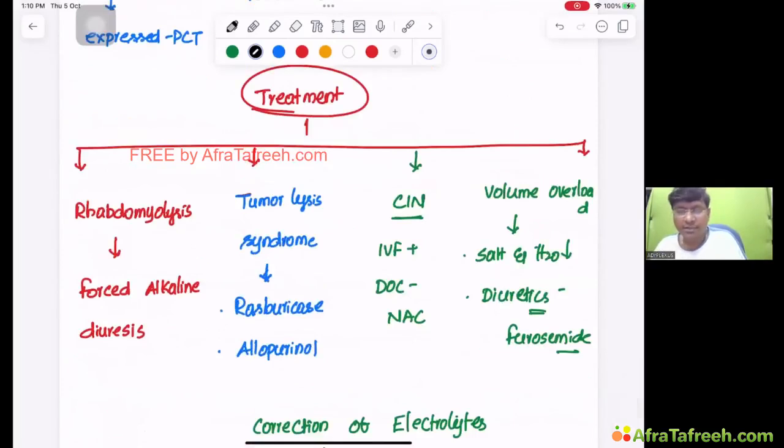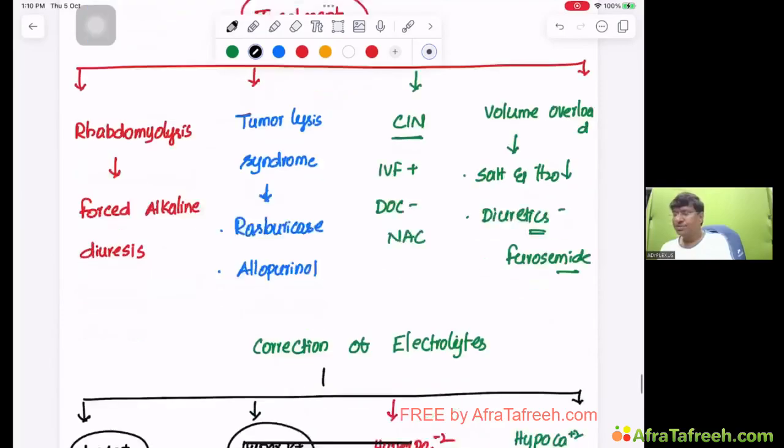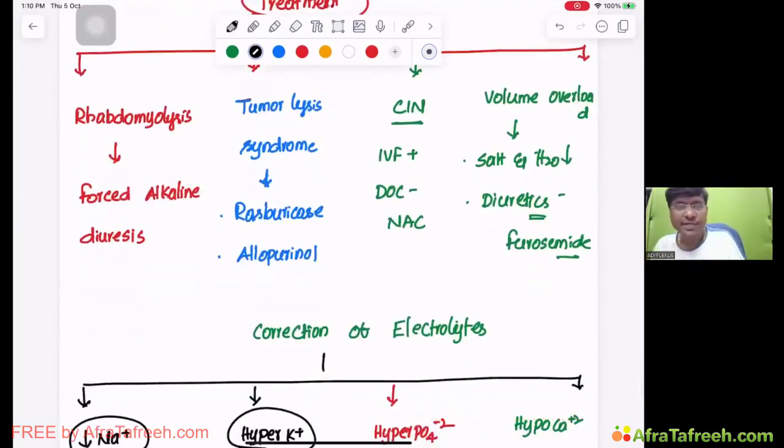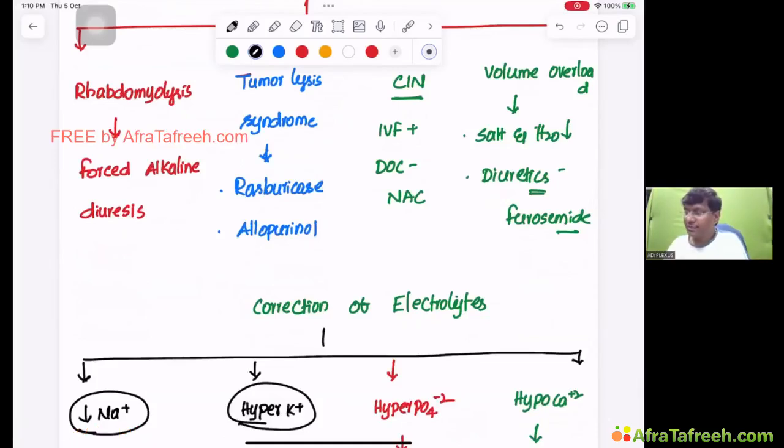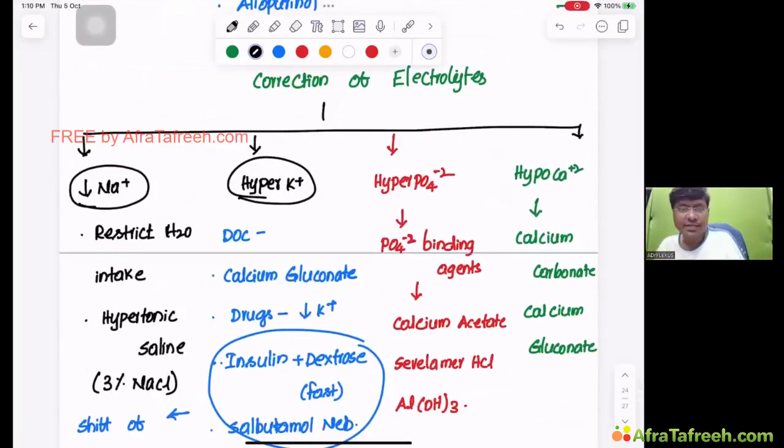Treatment, you need to treat the underlying etiology. If rhabdomyolysis is there, then you need to do forced alkaline diuresis. Tumor lysis syndrome, you need to give rasburicase and allopurinol. Contrast-induced nephropathy, you need to give IV fluids along with NAC. And if volume overload is there, then salt and water restriction and diuretics, that is furosemide. Correction of electrolytes: symptomatic hyponatremia, you should give hypertonic saline. Hyperkalemia, drug of choice is calcium gluconate, and the fastest correction can be done by insulin plus dextrose. The other treatment options are salbutamol, furosemide, then sodium polystyrene sulfonate, and then in refractory cases dialysis.